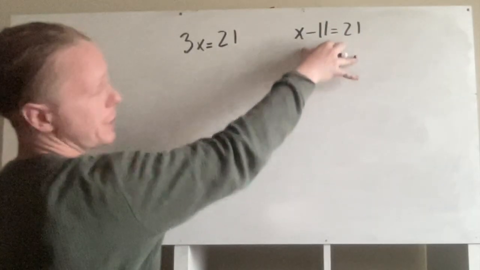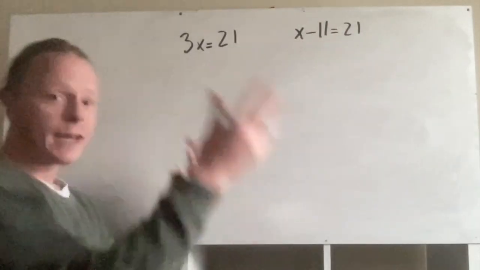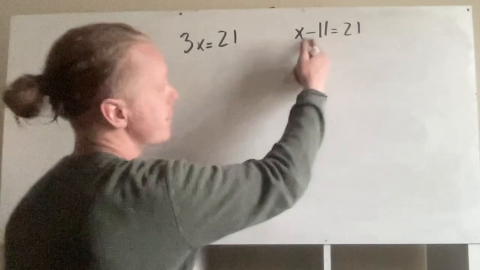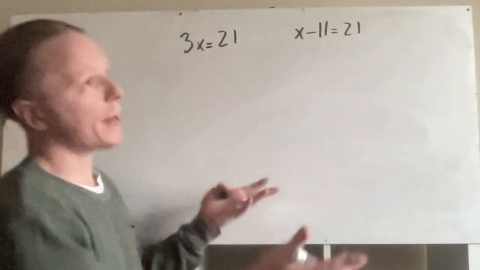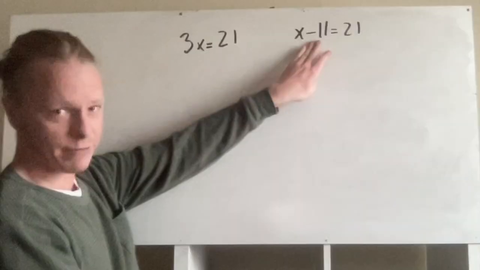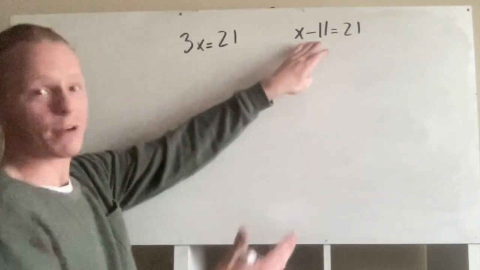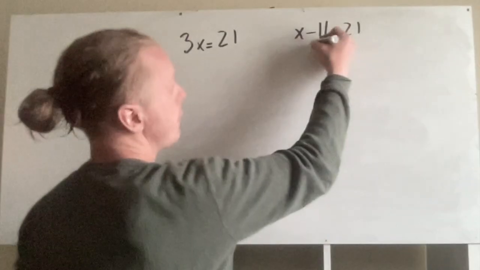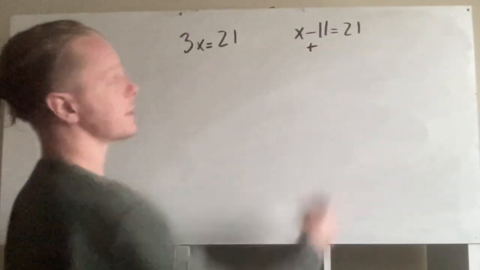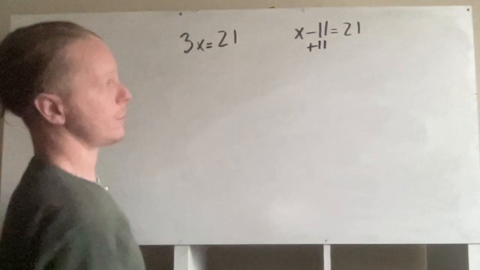Let's start over here. Now, the way we end up getting x by itself, right, we need to get rid of this 11. And we ask, okay, well, what happens to x? We're subtracting 11. What do I need to do to this 11 to make it a 0 to get rid of it, right? The opposite. The opposite of subtracting 11 is adding 11, okay?